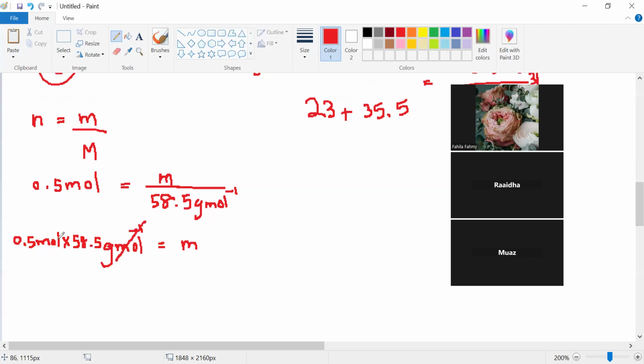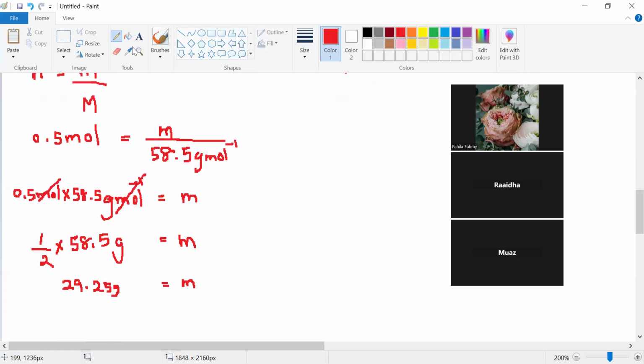This gets cancelled with this. So the remaining is 0.5 times 58.5. That would be half of it. All you have to do is 58.5 divided by 2. How much is it? 29.25. 29.25.